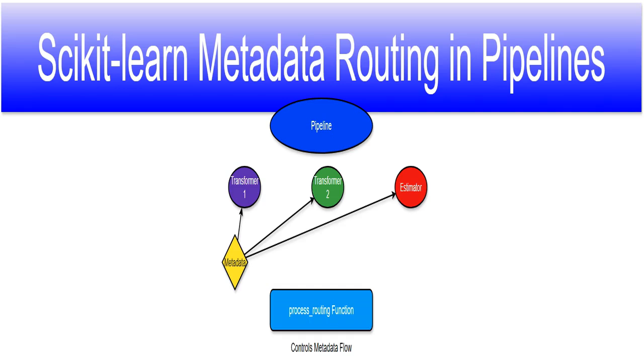A pipeline in machine learning is a sequence of steps to process data, typically including transformations, changing data format, and an estimator, the model itself. Think of it as an assembly line for your data. Metadata flows through this assembly line.